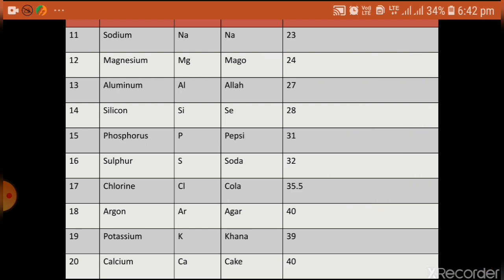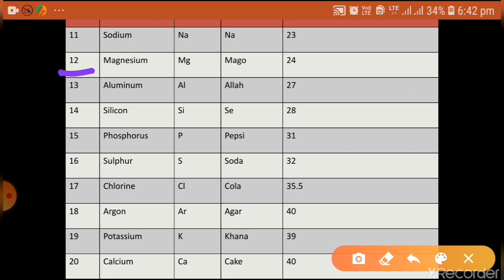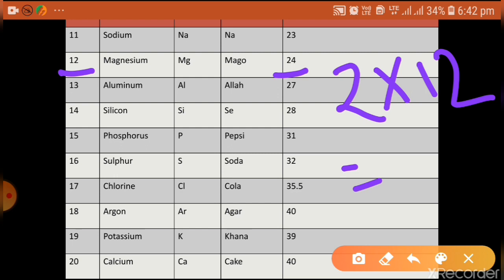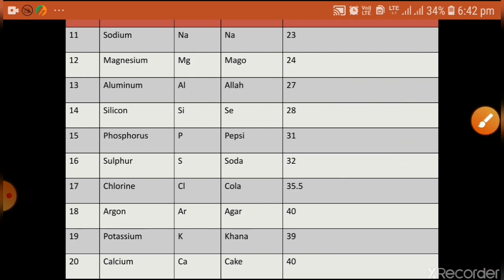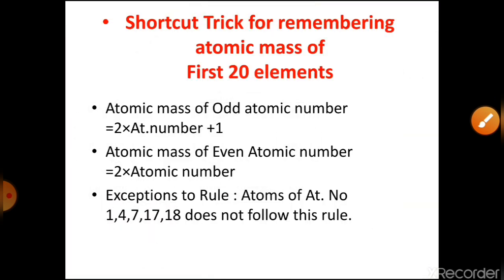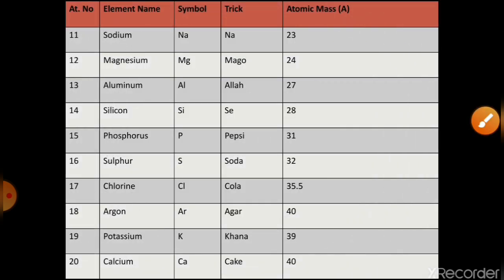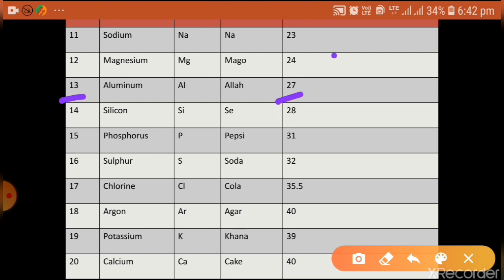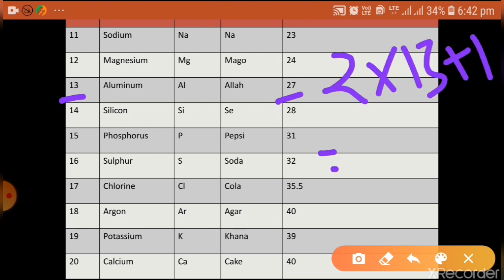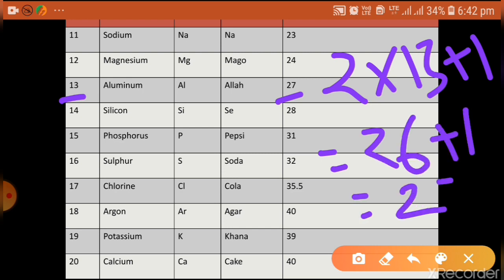Now you will see some examples of even atomic numbers. Magnesium. So simply 2 into 12. 2 into atomic number, that is 24. Now let us see aluminium, which has odd atomic number, 13. So for 13, it will be twice 13 plus 1, means 26 plus 1, that is 27. So you are getting the same answer, you can see.